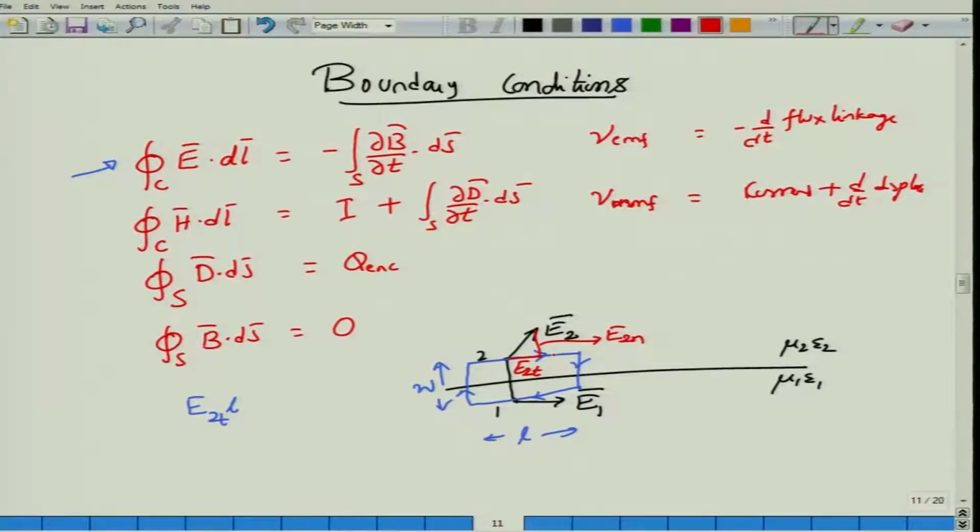In region 2 the tangential component is E2t, multiplied by the path length L. On this side I have the normal component corresponding to E2, and on the other side I have the same normal component, but these two are in opposite directions. Therefore, because the signs are different and the magnitudes are the same, the normal contribution to this closed curve will be equal to 0. So the only thing I am interested in now is the contribution of this path and of this one.